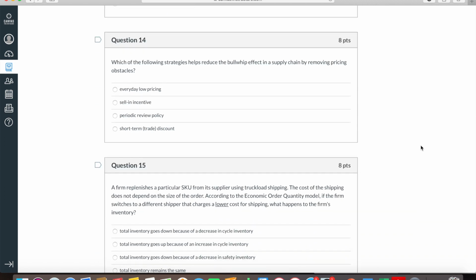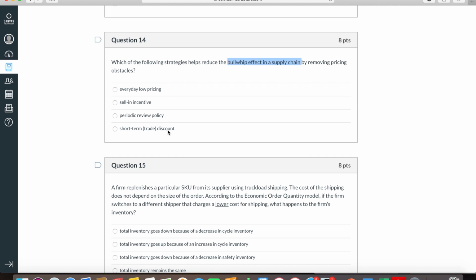Which of the following strategies help reduce the bullwhip effect in a supply chain by removing pricing obstacles? So what levels it out so that there isn't such a big variation in the supply chain? The bullwhip effect is essentially that you have retailers telling suppliers, telling manufacturers different information about how much stuff they actually need and how much demand there ultimately is. So what ways minimize that misinformation from one step to the other?